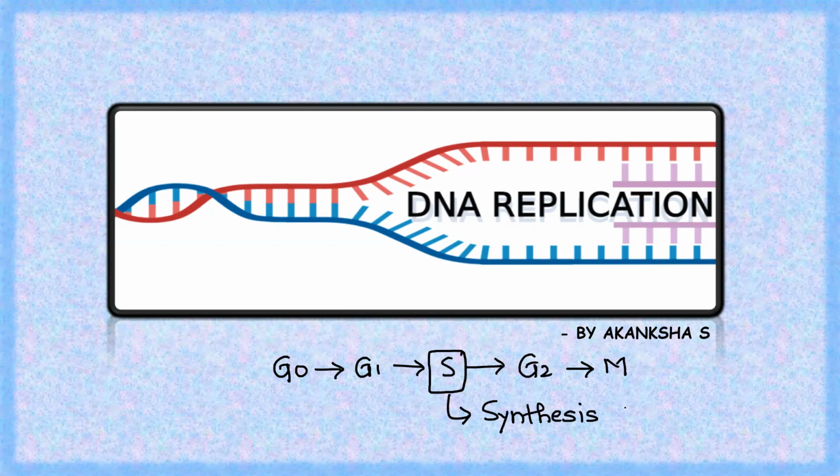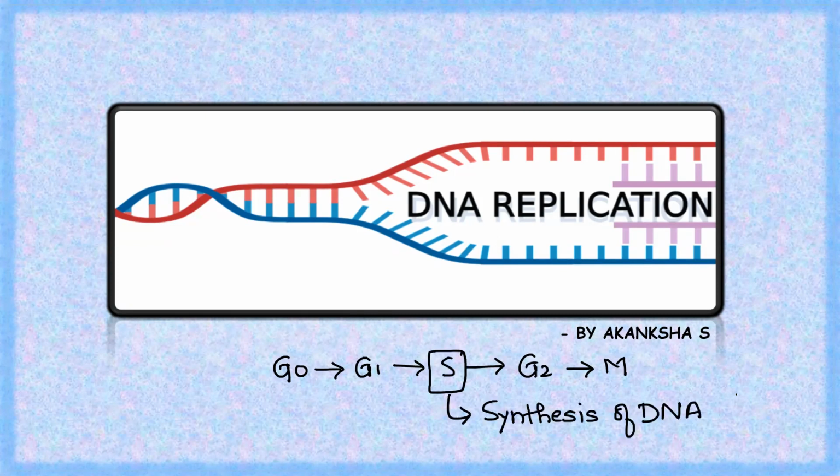So when the cell divides into two cells, it needs to have at least two sets of DNA, right? So the mother cell needs to have two sets of DNA in order to give one set each to the daughter cells, right? So synthesis of DNA or replication of DNA, creating a duplicate copy of the DNA, happens in the S phase of the cell cycle. Today we are going to elaborate on this and the machinery.